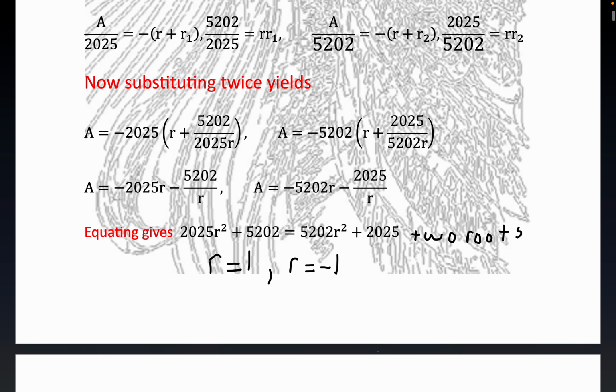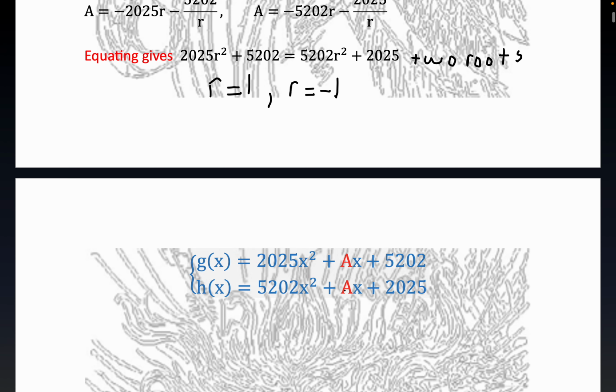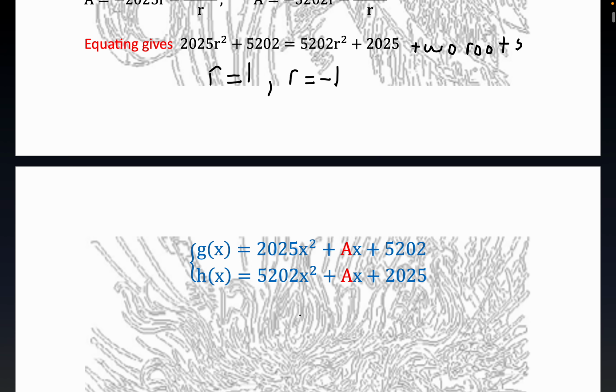Now, how do we figure out what a is? After all, we were supposed to find a, right? Well, notice here, this is kind of nice. If we write down g at 1 equals, I'll just use the top one, 2025, if you put a 1 there, plus x, that's 1, the identity element, plus 5202.